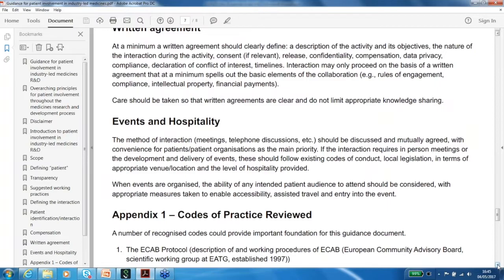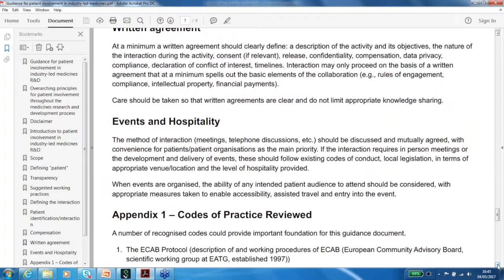And I think we wanted to make that clear in the guidance document, to give thought and consideration to the method of interaction. And more importantly as well, to make sure that you do follow the existing codes of conduct, local legislation, etc., and to ensure that you don't fall foul of any of those local laws.